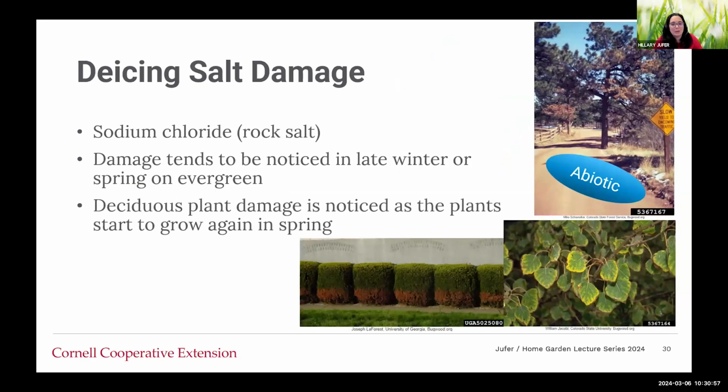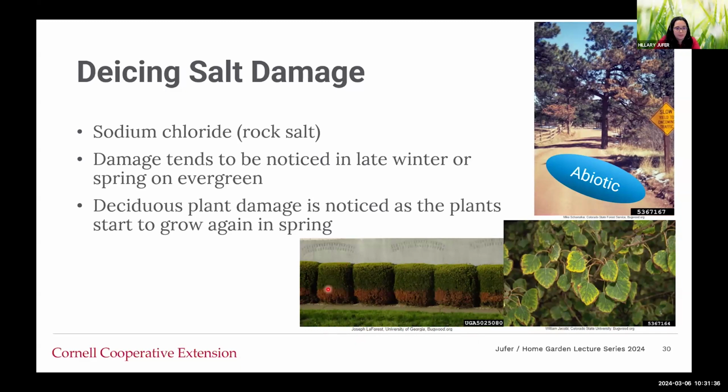Okay, we're still going on the abiotic tour of winter damage. We're going to talk about de-icing salt damage now. A lot of de-icing salts are sodium chloride. It's what's used the most, also called rock salt. A lot of times it's the cheapest as well, so it's used quite often. The damage tends to be noticed in late winter or spring if it's an evergreen, but if it's a deciduous plant that has lost all of its leaves, you're not going to notice until the plant starts to grow again in the spring.